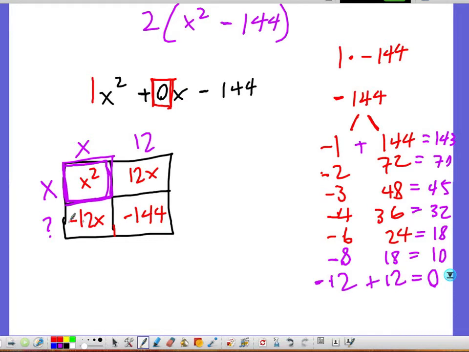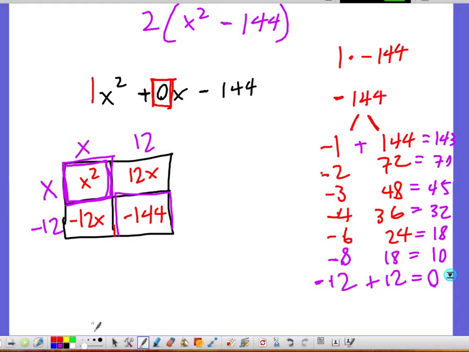X times what gives me negative 12x? Well, that's going to be negative 12. Negative 12 times x gives me negative 12x. And as you can see, 12 times negative 12 gives me negative 144. There we go.